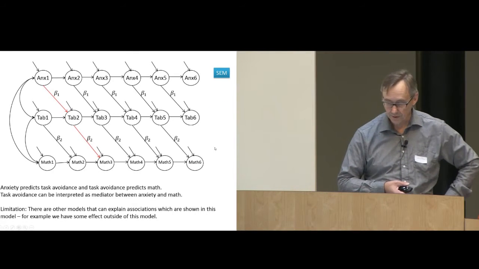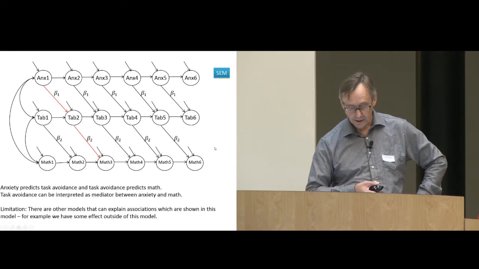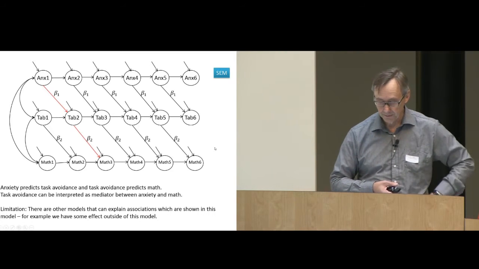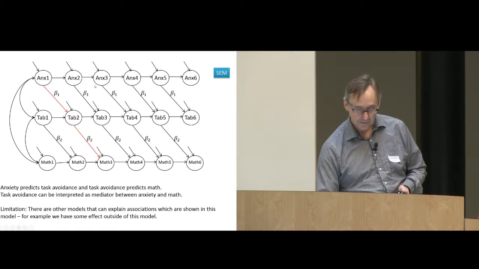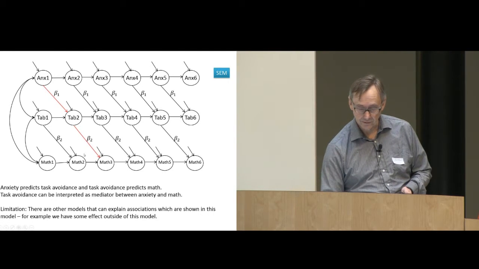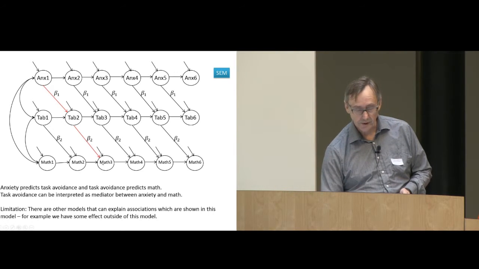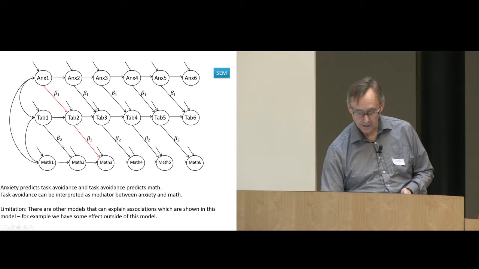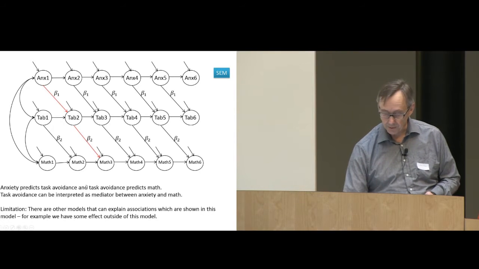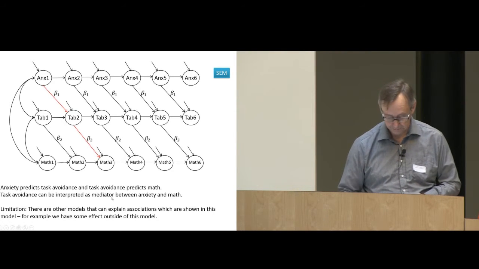We can go further in structural equation modeling, and we can do that kind of mediator analysis. Now I think that anxiety predicts task avoidance, and task avoidance predicts math score at a later time. You can then test this indirect effect and test the hypothesis of the mediator effect.